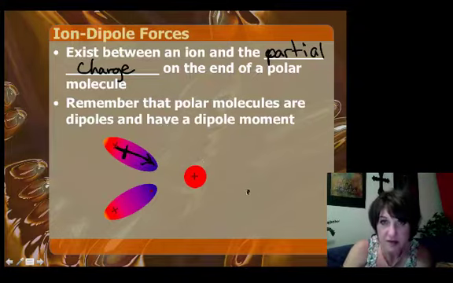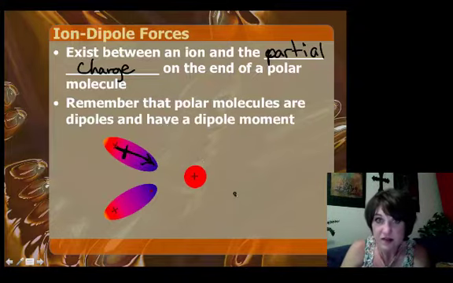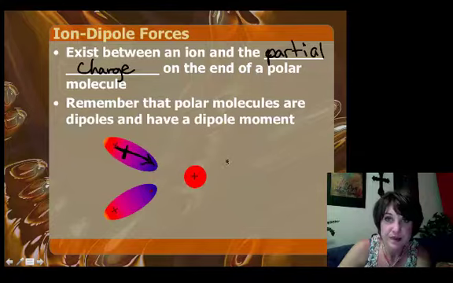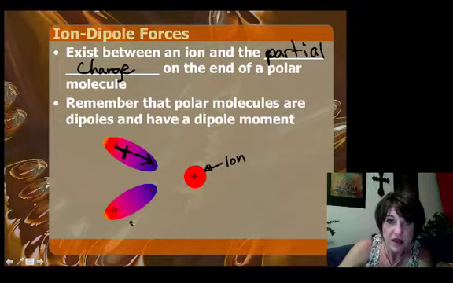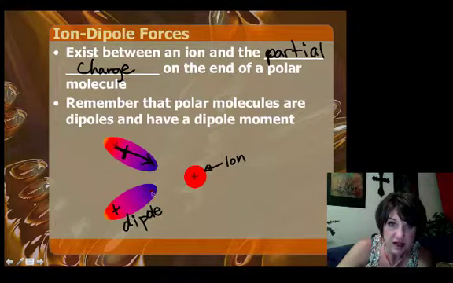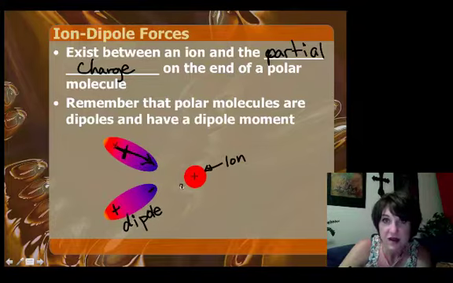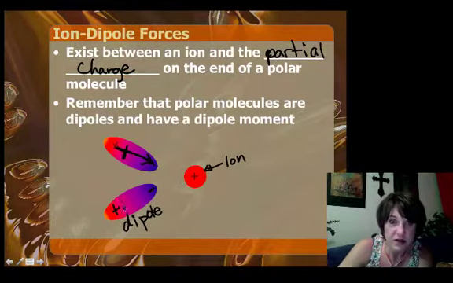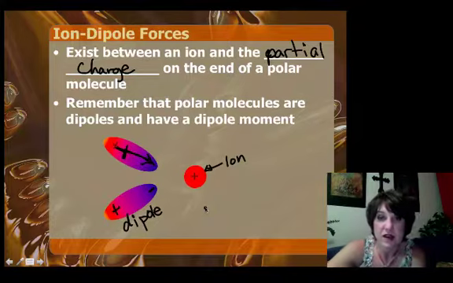So of these three types of particles, guess which one is considered an ion? It's the particle that has a charge all of its own. It's a charged particle. And then the dipole, of course, is the one where it has a positive end and a negative end. Two charges, but they're on opposite sides of the molecule, so it's considered a polar molecule. So that's what creates ion-dipole forces.